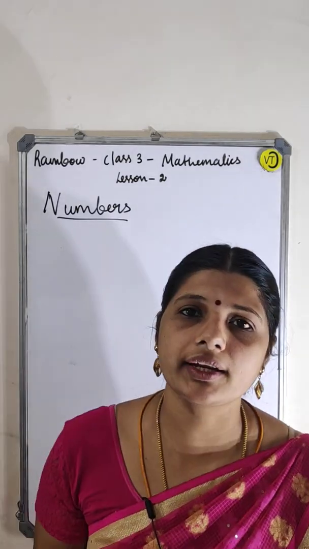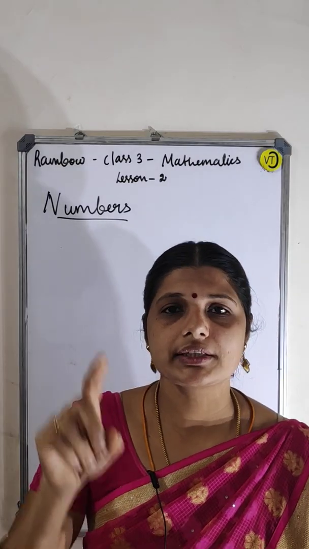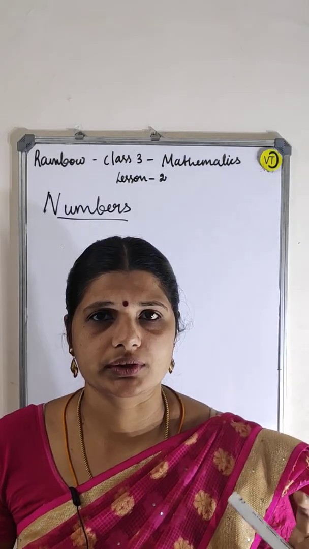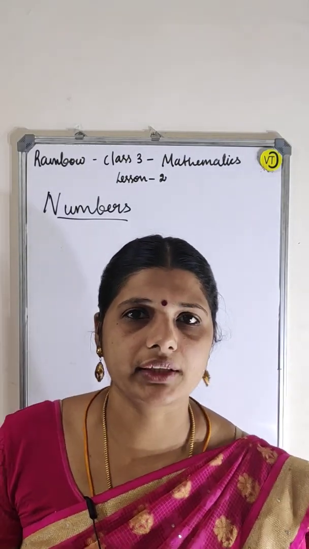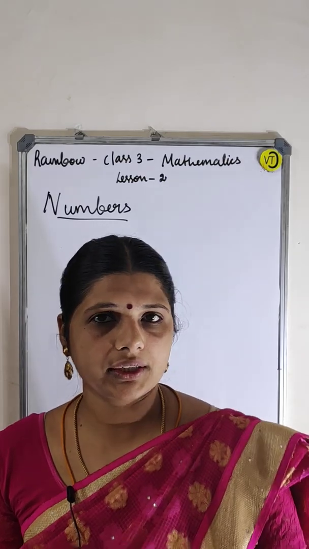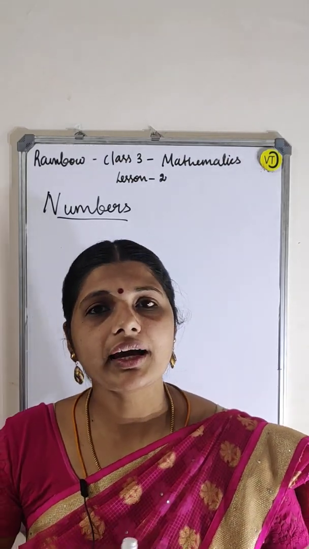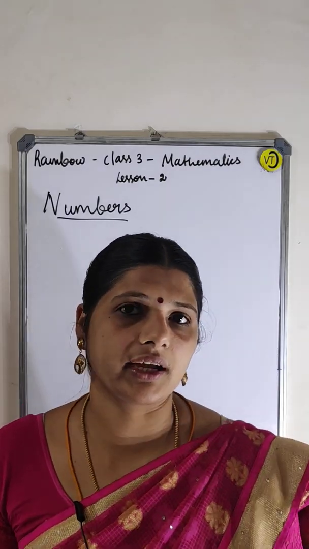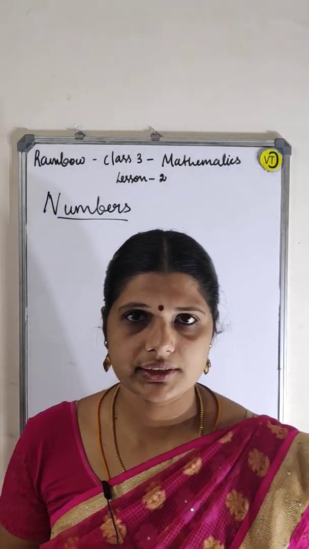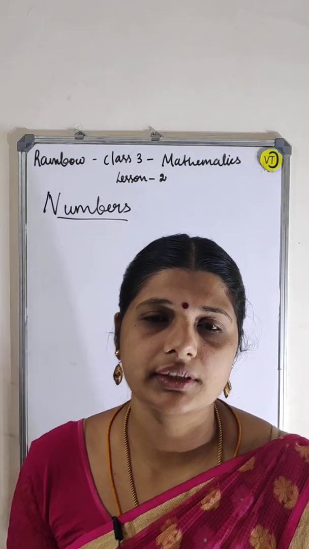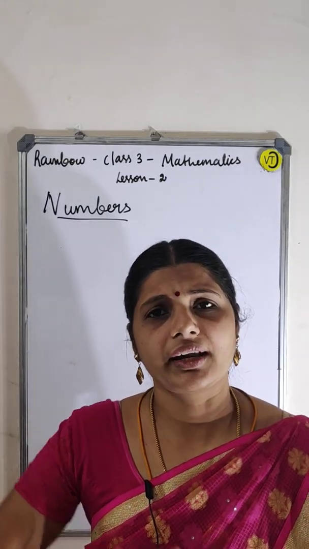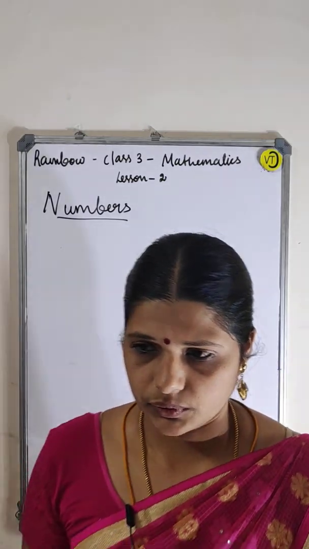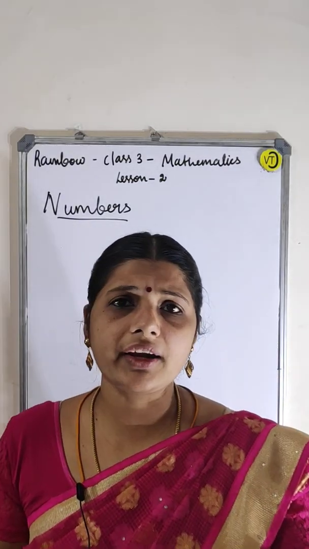So how can I represent 1000? This is 1000. You can write 1000, 1001, 1002, 1003, this way. The largest 4-digit number, you know, is 9999. Do you understand? So the smallest 4-digit number is 1000 and the largest 4-digit number is 9999.